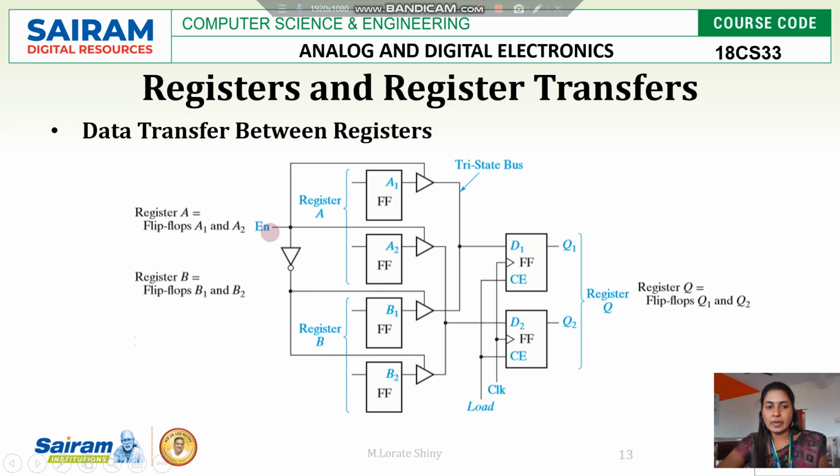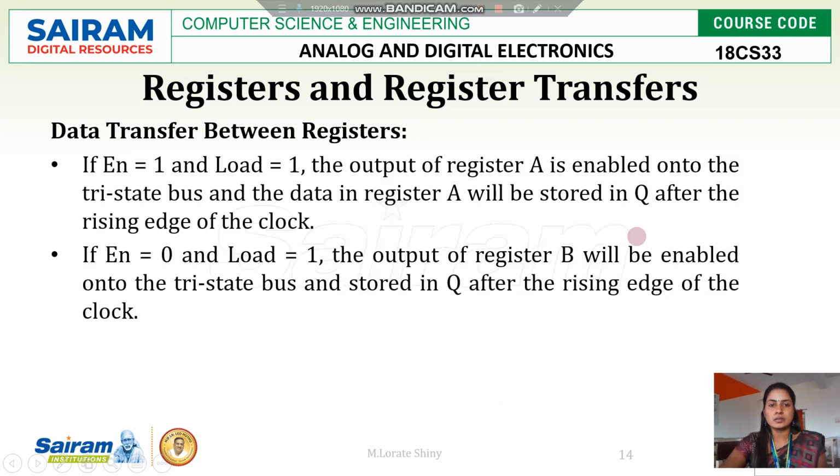So whenever enable is 1, then register A data will be activated through this tri-state bus, and this output will be transferred to register Q. Whenever enable is 0, then register B will be activated, so the output of B will be transferred to register Q. Okay.